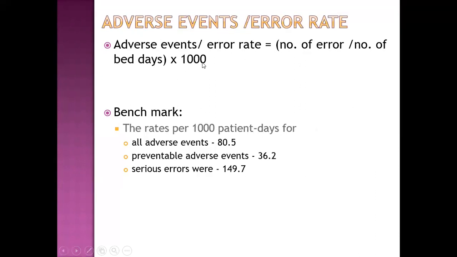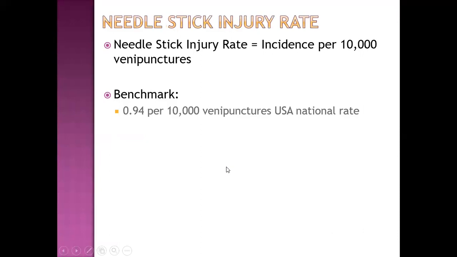So adverse event or error rate is equal to number of errors divided by number of bed days multiplied by 1000. And the benchmark is all adverse events 80 per 1000, preventable adverse events 36 per 1000, serious error rate 149.7 or 150 per 1000. Needle stick injury rate is defined as incidence per 10,000 venipunctures, and the benchmark is 0.94 per 10,000 venipunctures in United States.